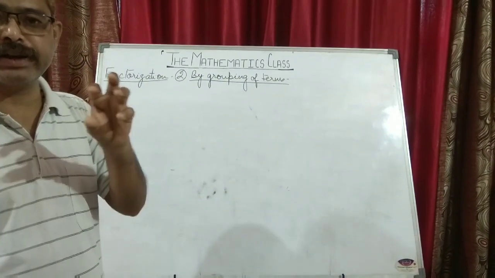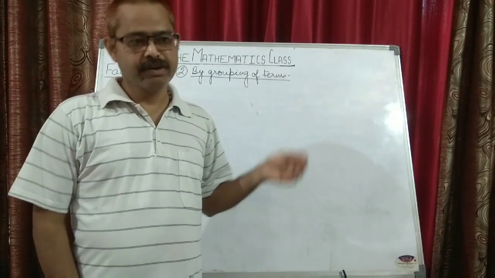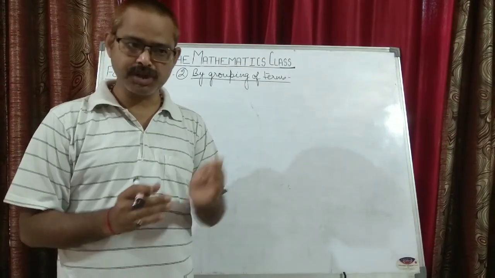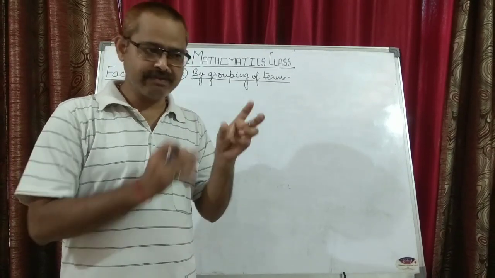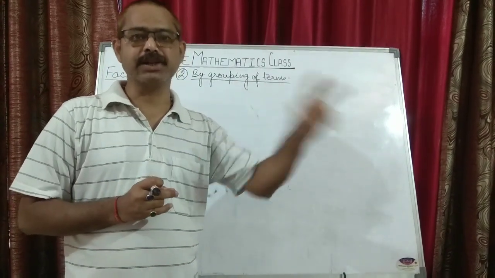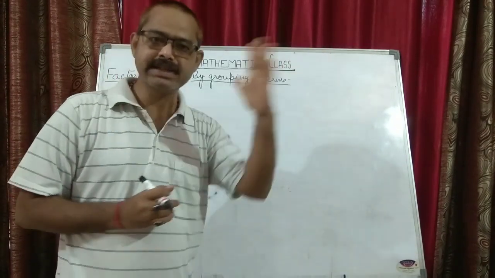In this, different expressions are given with plus or minus sign. First we will arrange those terms which have at least one common factor, and then we will take common and make groups. Let's discuss this by an example.